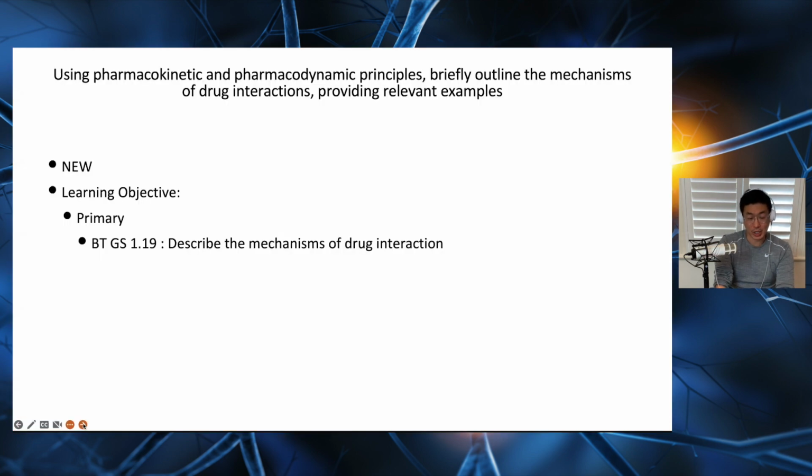Yeah. So this was a new question, a very broad question. And I think this would be one of the challenges, because there's so much that you can include in this answer here. It is based on BTGS 1.19, describe the mechanisms of drug interaction. And I think with that learning objective, you would have probably divided it into physical, chemical, pharmacokinetic, pharmacodynamic, but specifically this question was really asking about the kinetic and pharmacodynamic effects.